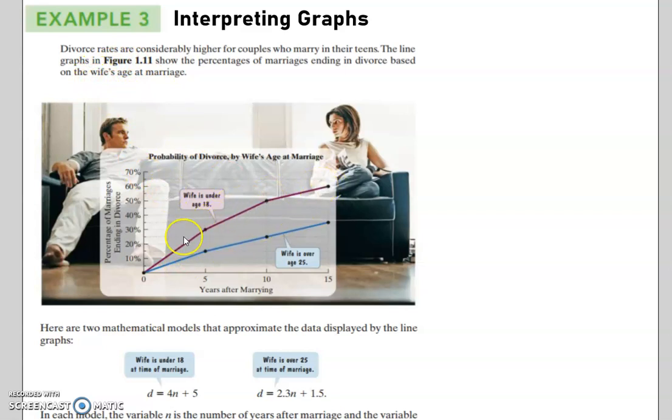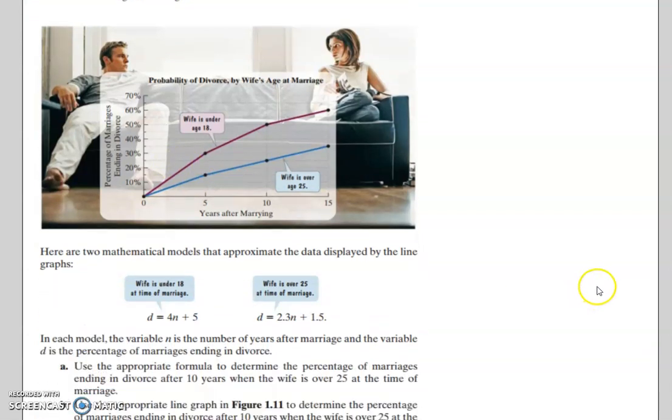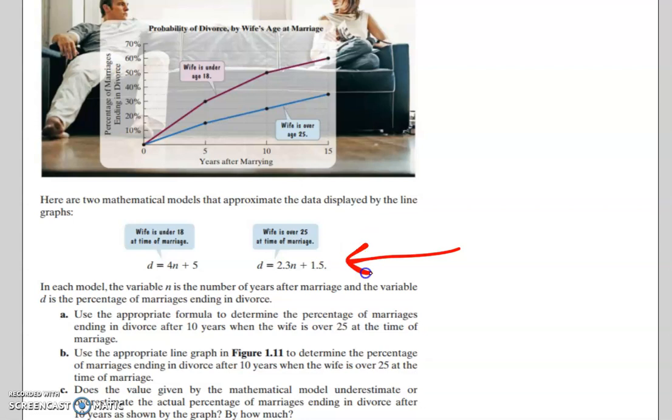The purple graph shows the wife is under age 18 when she gets married. Notice the percentages are on the y-axis and it gets higher if she's under 18. And then notice the blue line graph is when the wife is married at the age of 25 or older, the percentages, notice it's slightly less. So that's just all I've interpreted from the graph. They also provide us with two equations. They've created equations based on this data that model the data that they've gathered. So we want to be able to answer these three questions from the graph and these equations.